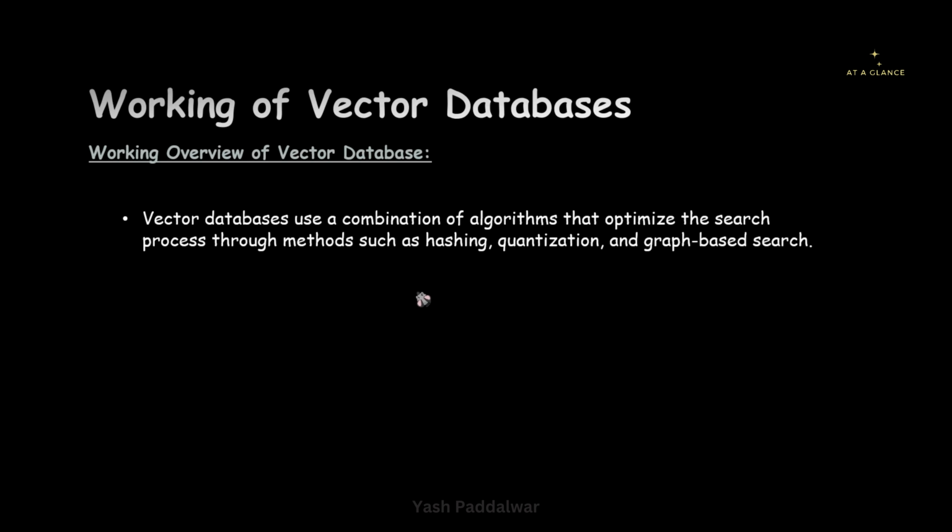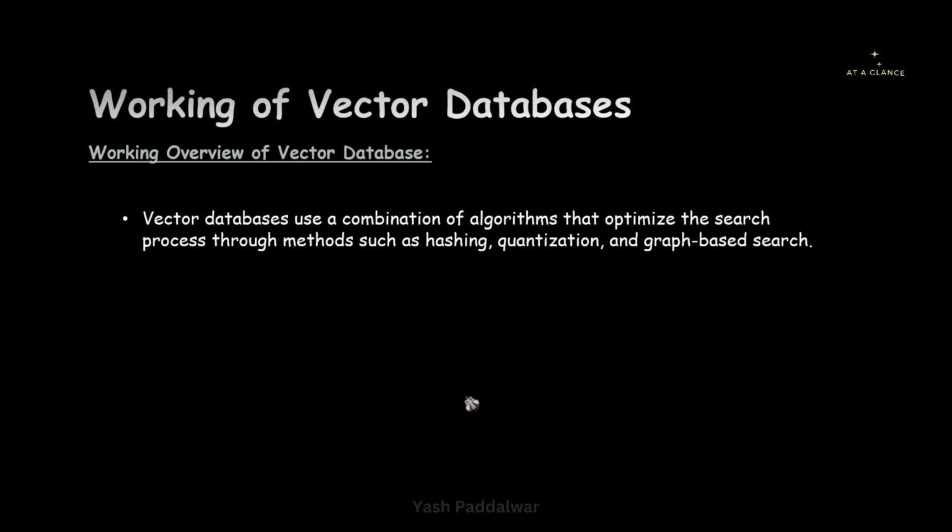In this particular video, we'll be looking into the internal working of vector DBs, how vector databases actually work. So first we'll have an overview of the working of vector databases. Let's have a look at the working overview. Vector DBs use a combination of algorithms that optimize the search process through methods such as hashing, quantization, and graph-based search. Now, inside vector DBs, a lot of different functionalities work.